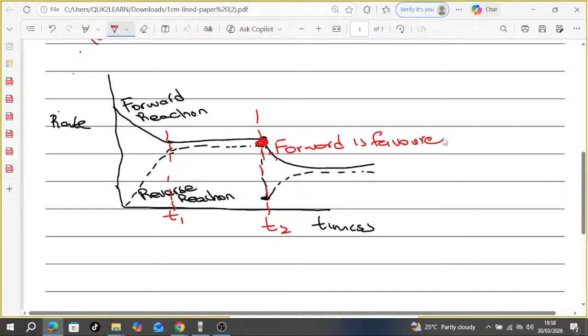Right, let's take this step by step now. At T1, the rate of the forward and the reverse reaction are equal, and the system reaches equilibrium, right? Yes. At T2, the temperature is decreased.